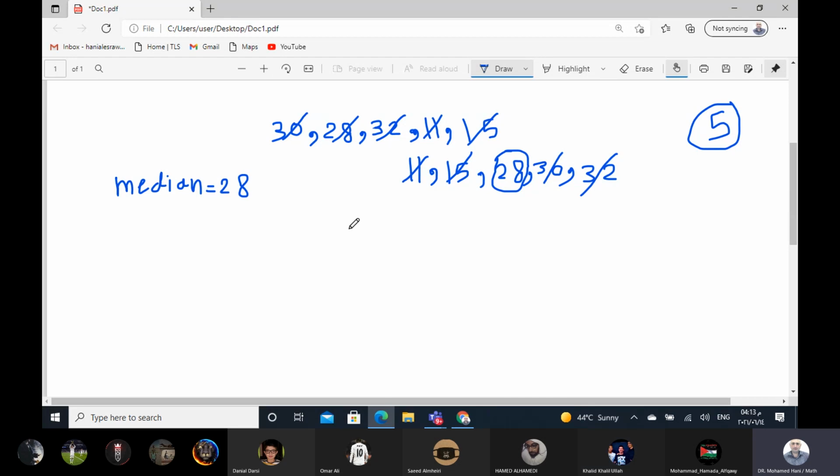Next example, suppose we have 31, 27, 10, 16, 14, and 9. And we want to find the median.